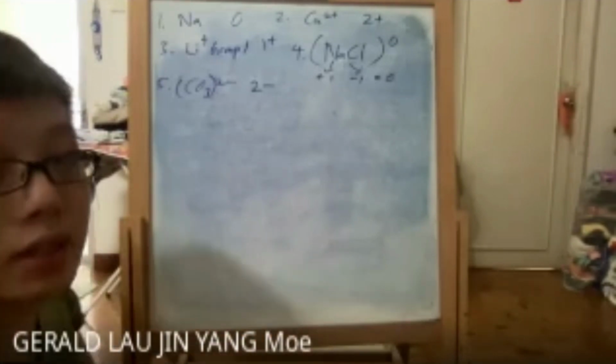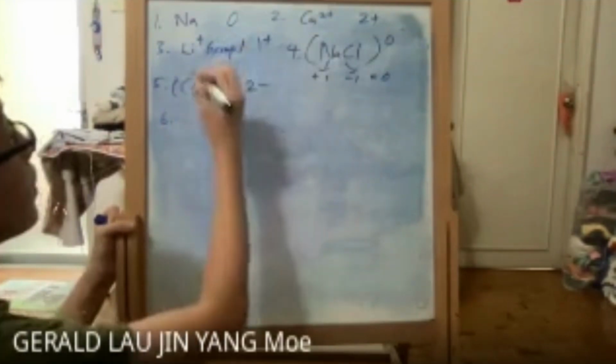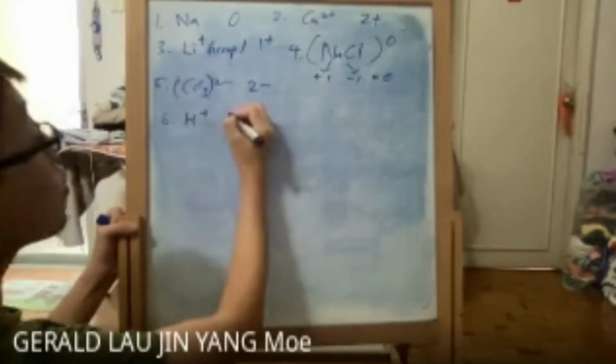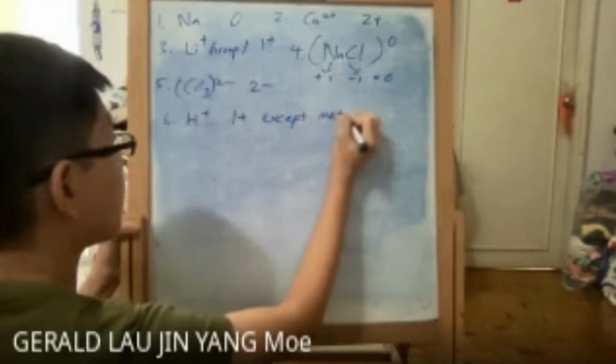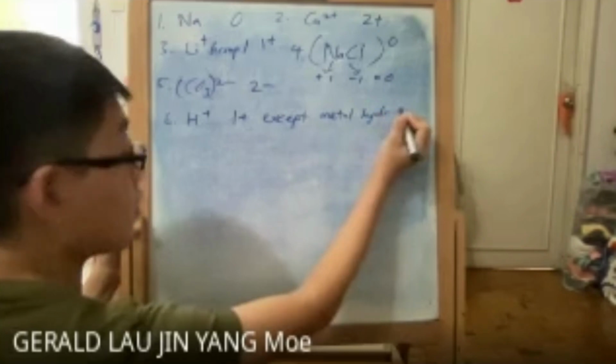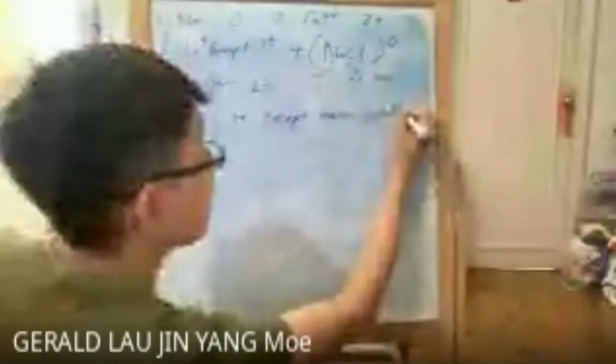Okay. Number 6. This one is a bit tricky already. So hydrogen ion, group 1, so 1 plus, except metal hydride, which is -1. What does it mean, metal hydride? For example, sodium hydride. Sodium +1. So the hydrogen here is -1. The total is 0.